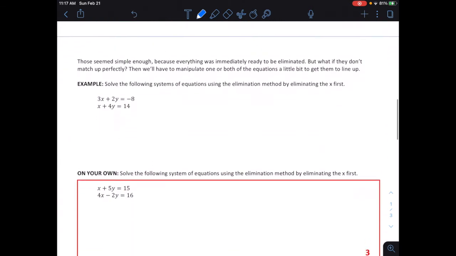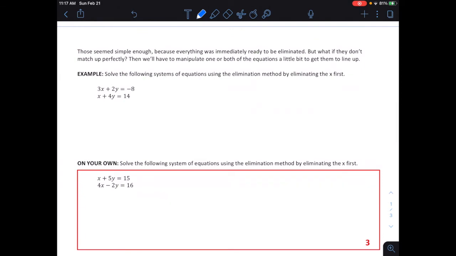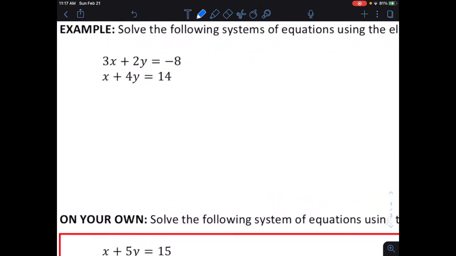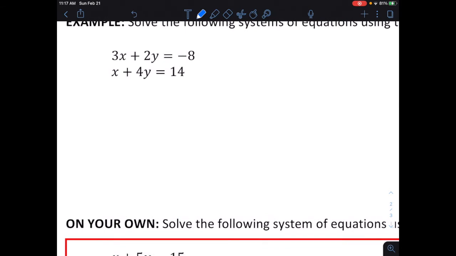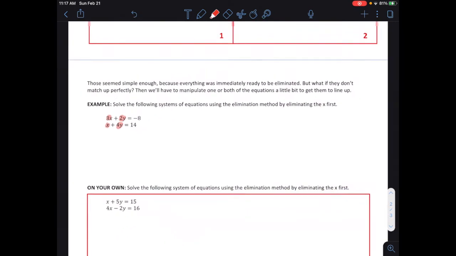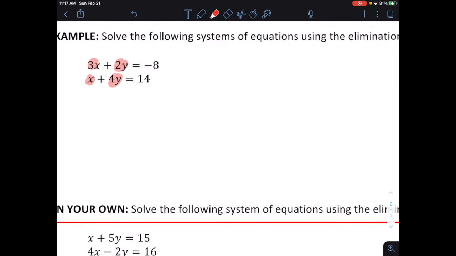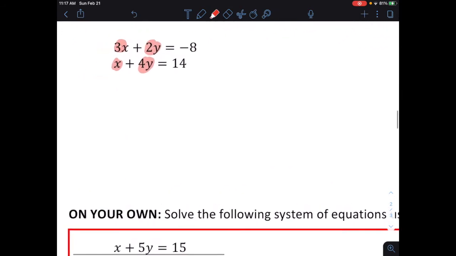All right, here we go. We're going to make it a little bit harder. We're going to make it harder because sometimes we don't see opposites. There's no opposites here. There's no opposites here. But there's a relatively simple way to eliminate the x first here. And if we look at the x, I'm going to get rid of the highlighting, just the x. If I want to make opposites here, I need to make that x on the bottom equation be negative 3x. So in order to do so, I need to multiply this bottom equation by -3.